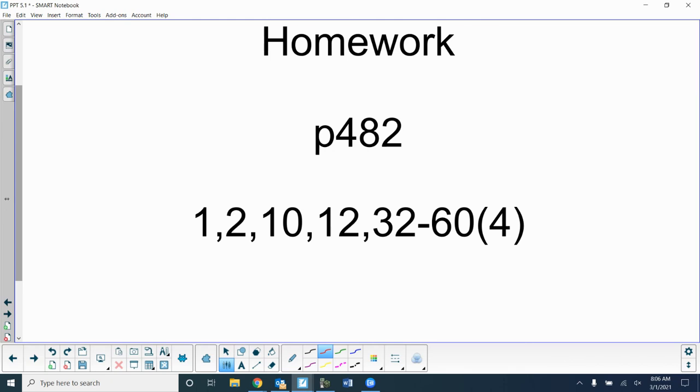So the first four are just finding complementary and supplementary angles. And then 32 to 60 by 4s is degrees to radians, radians to degrees. That's all it is. Not that much. It won't take you long at all.